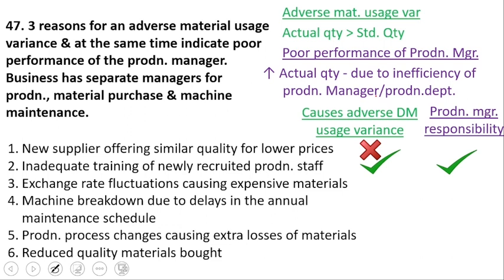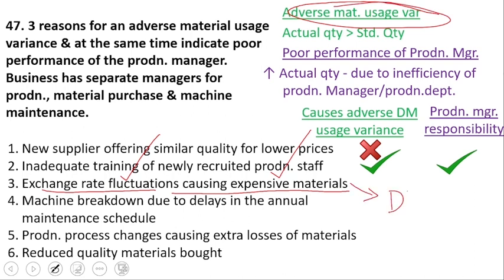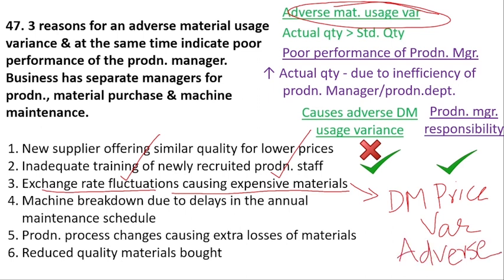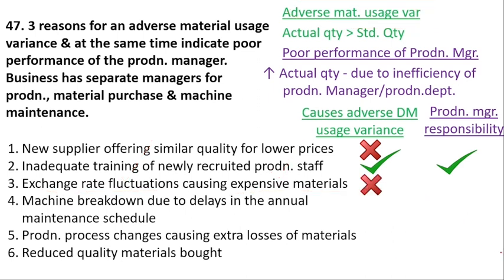Now, reason 3, exchange rate fluctuations causing expensive materials. Just because an exchange rate fluctuation has caused expensive materials, it will not affect the usage of the raw materials. Expensive materials will just cause the direct material price variance to be adverse, which means that reason 3 will not cause any direct material usage variance.